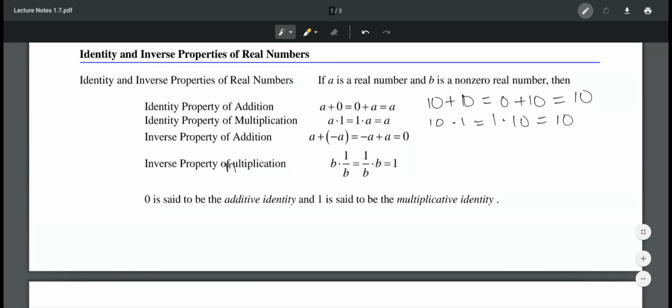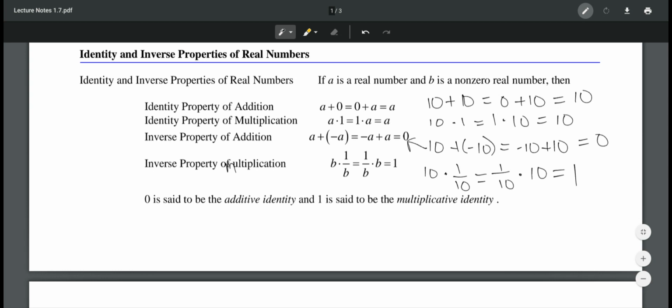Now, the inverse property says we're going to add the opposite. So 10 plus -10 would equal -10 plus 10, which equals 0. That is the inverse property for addition. Now, if you notice, the inverse property for multiplication is I'll take 10 and multiply by 1 over 10, or I can take 1 over 10 and multiply by its reciprocal, and the outcome is always 1.